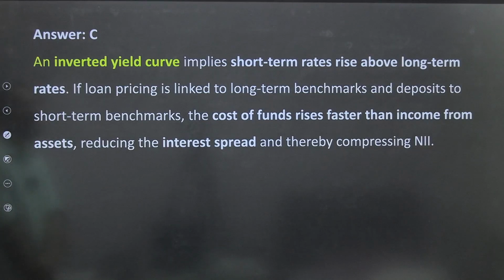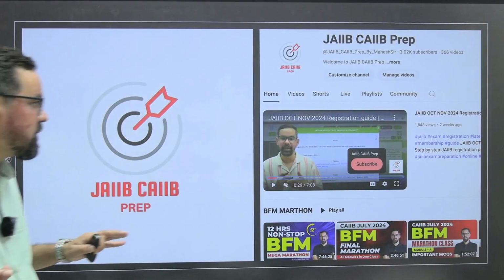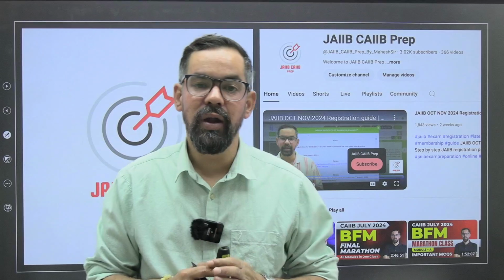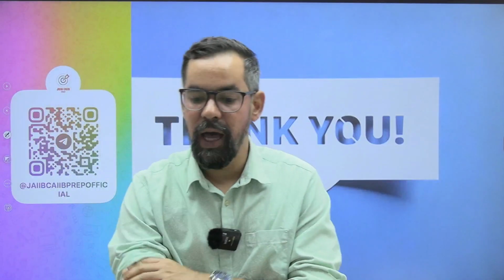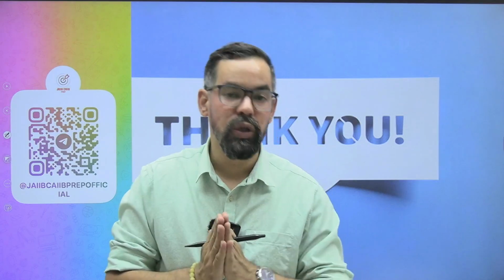An inverted yield curve implies short term rates rise above long term rates. If loan pricing is linked to a long term benchmark and deposits to a short term benchmark, the cost of funds will rise faster than the income from the assets, reducing the interest spread and thereby compressing NII, or a decline in NII. Okay, guys, so this is all about your interest rate risk. I hope you enjoyed this session. If you have any doubts or queries, please let me know in the comment section.